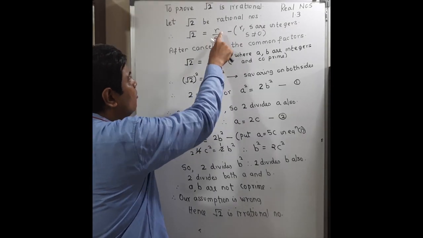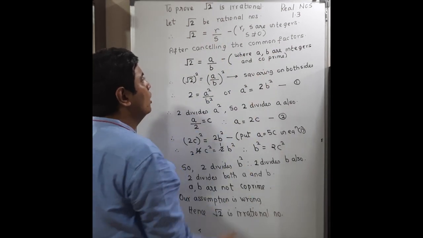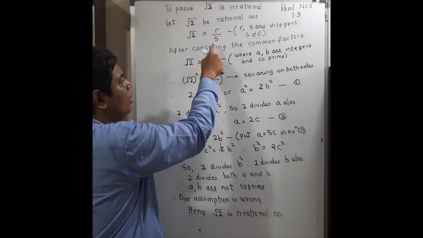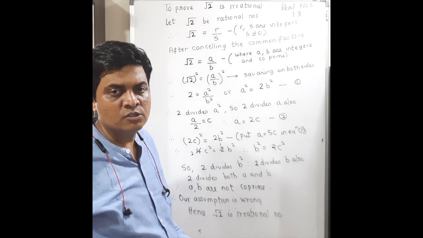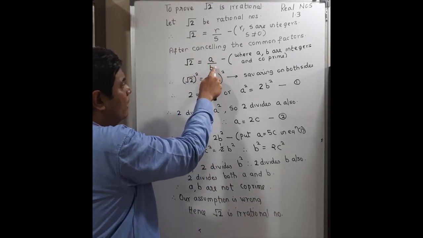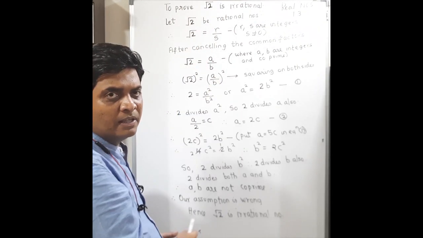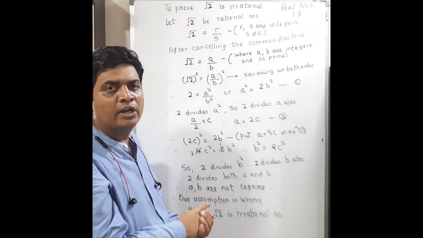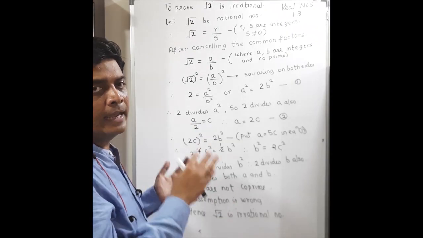We assume that they have some common factors. So after cancelling the common factors, we get square root of 2 is equal to a upon b, where a and b are now not having any common factors. So that means they are co-prime. So square root of 2 is equal to a upon b. We square on both the sides. These standard steps will remain the same, and this sum is very important. It usually comes for 3 to 4 marks in every board exam.